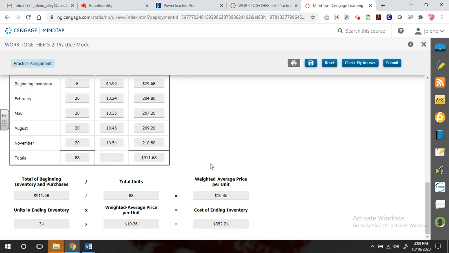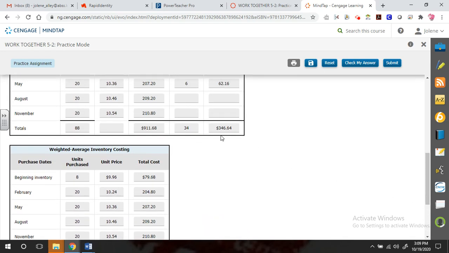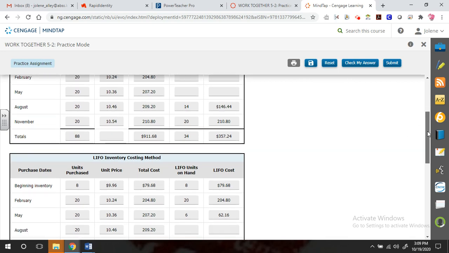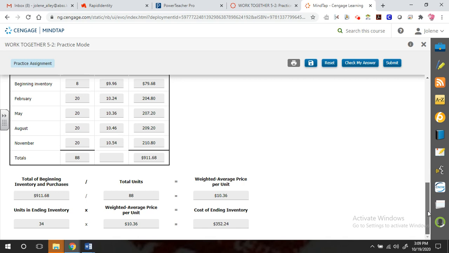Okay, again, it's the same 34 air filters, and this way, weighted average, the same 34 come out to be $352.24. Here it comes out in LIFO as $346.64, and in FIFO it comes out to $357.24. Now, there's advantages, disadvantages of taking each one of them. Your management has to decide which one they want to do, and they have to stick with that one for as long as they have the business.